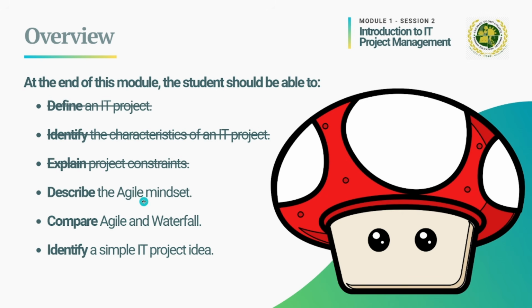What does it mean to have a mindset in such a way that we're able to have a process and be agile in our project? We're going to be comparing Agile and Waterfall: which one's efficient, which one's for long term, and how do we specify the projects and which methods do we need to use in order for us to actually nail a good system process. Next is identifying a simple IT project idea. We're going to make some examples and scenarios in relation to Agile and Waterfall and their use cases.